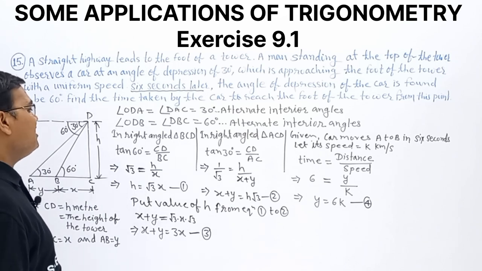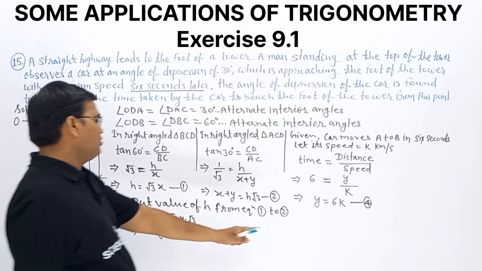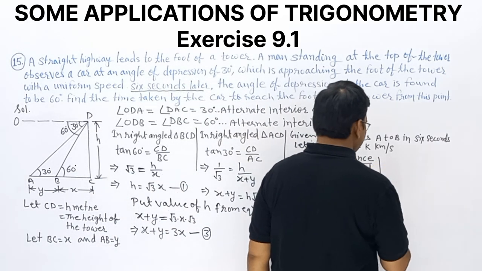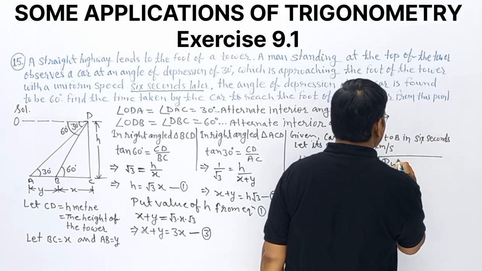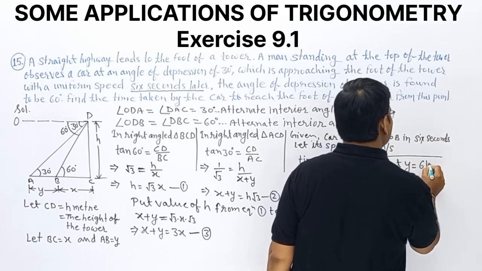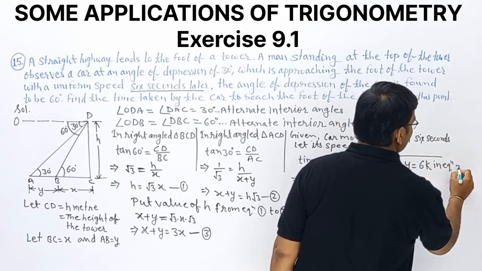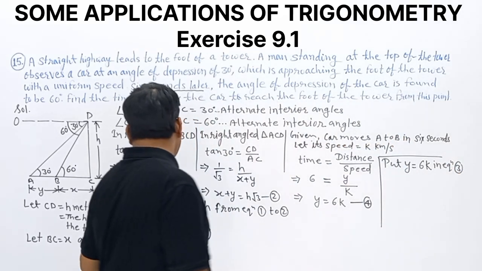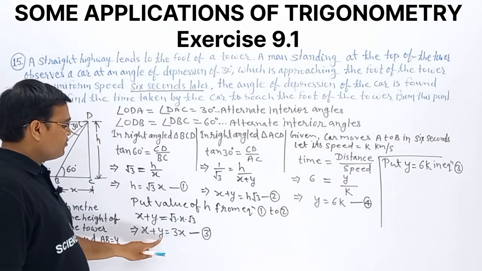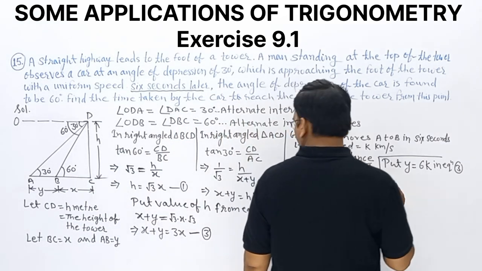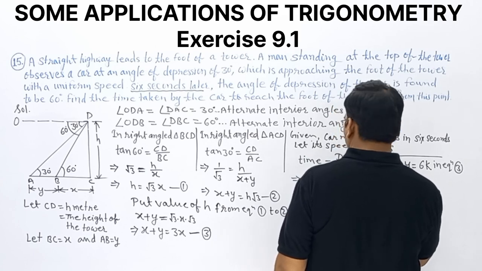Now put y equal to 6k in equation number 3. Then what are we getting? Equation number 3 is x plus y equal to 3x, in which we want to put this value. Then we get x plus y, that is 6k, equal to 3x.